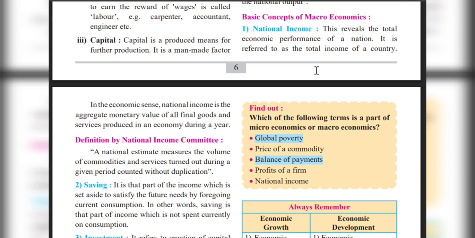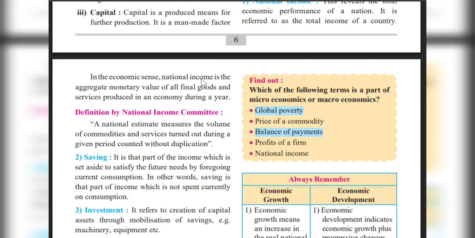Now, basic concepts of macroeconomics. First is national income. This reveals the total economic performance of a nation. It is referred to as the total income of a country. In economic sense, national income is the aggregate monetary value of all final goods and services.